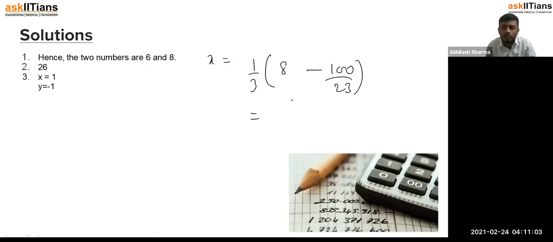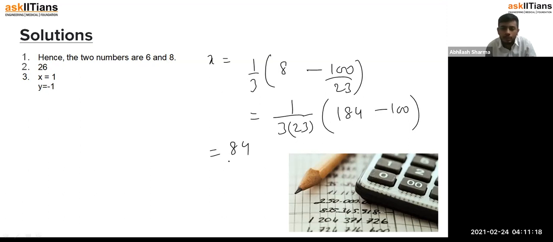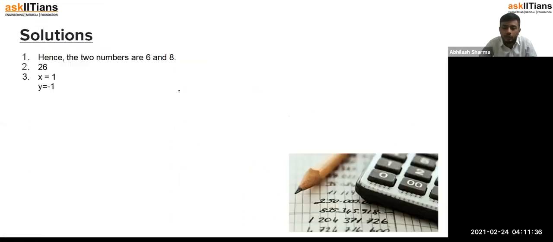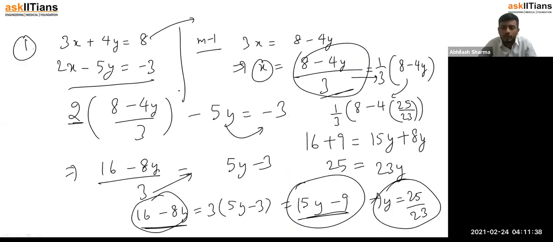Now taking LCM, we will be left with 8 into 23 minus 100. What is 8 into 23? 184. Okay. So on subtracting, we are left with 84 by 3 into 23. Okay. And this gets cancelled here, and we are finally getting 28. Okay. So x is equal to 28 by 23. Okay. So this is the solution. X value is this much. Y value we have already found here, 25 by 23.